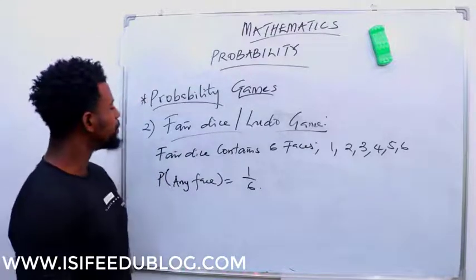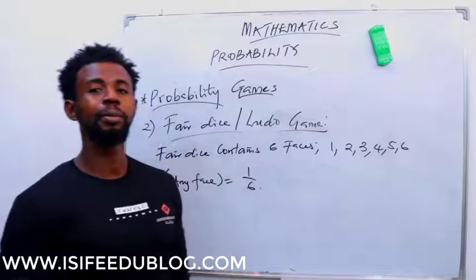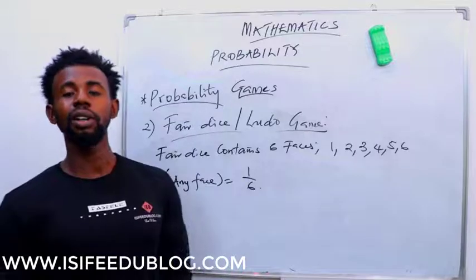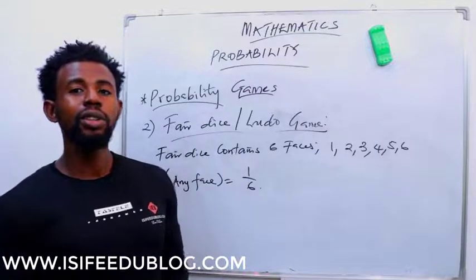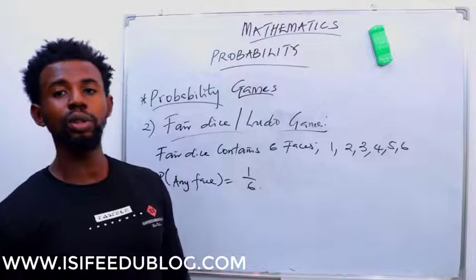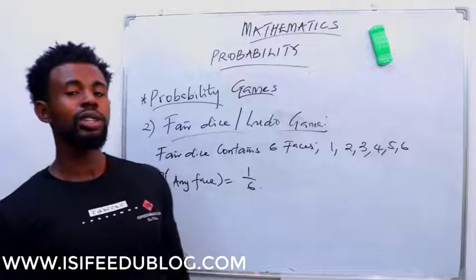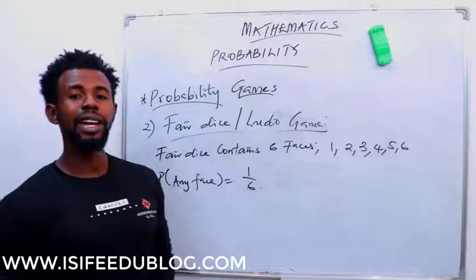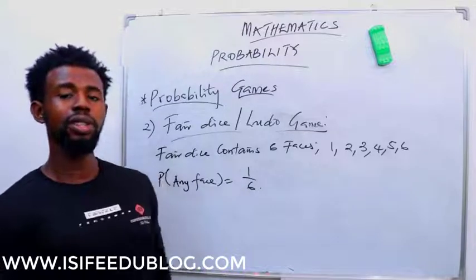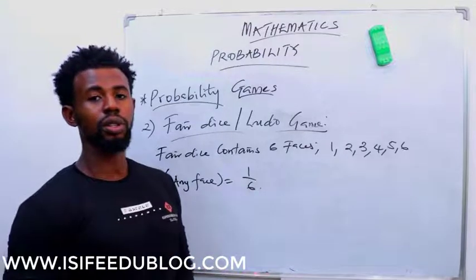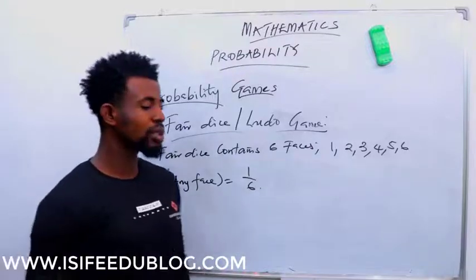Alright, now just like what we discussed under our coin game, under your fair dice or your Ludo, there are some scenarios whereby two Ludo dice or 2 fair dice can be tossed simultaneously, or situations whereby you can have a fair dice being tossed 2 times. Now, in situations like this, how do you solve such questions?